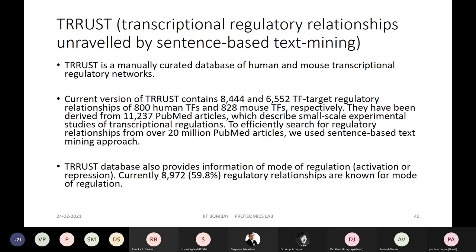So one is TRRUST. This is the Transcriptional Regulatory Relationships Unraveled by Sentence-based Text mining. So this is another manually curated database of transcriptional regulatory networks. Basically, it will tell you what transcription factors can be involved in your particular experimental data, and how it maps with the transcription factors that are already known. So you also get an understanding of how this proteome is being regulated at the level of transcriptional regulation.